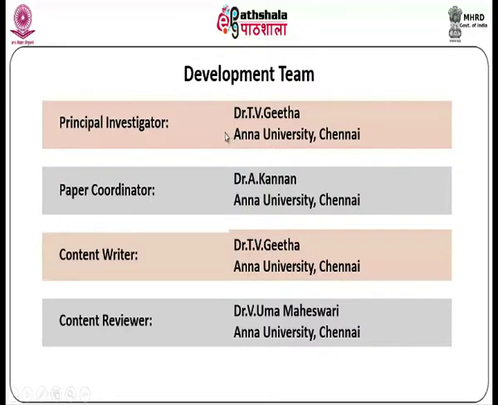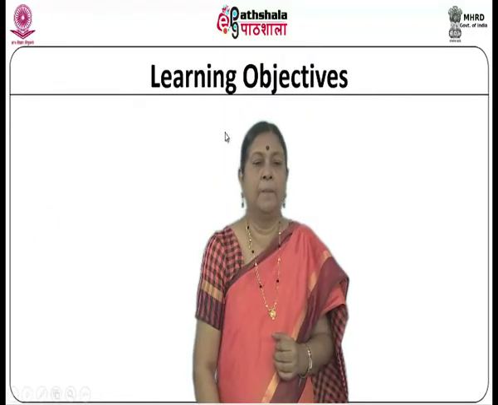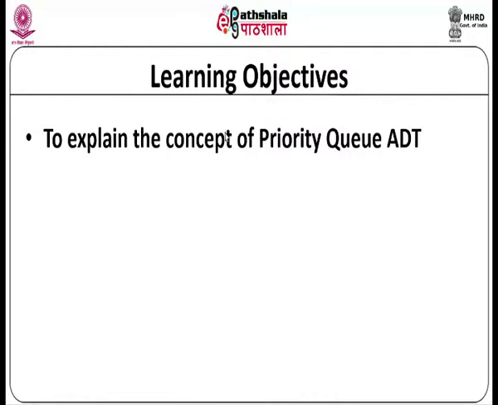Let us start off by defining the learning objectives of this particular module. Here we are going to explain the concept of the priority queue ADT. What we are doing here is defining a separate ADT for priority queue, because it is a separate important data structure that needs its own specific definition. We could have used the queue itself, but we do not want to do that.